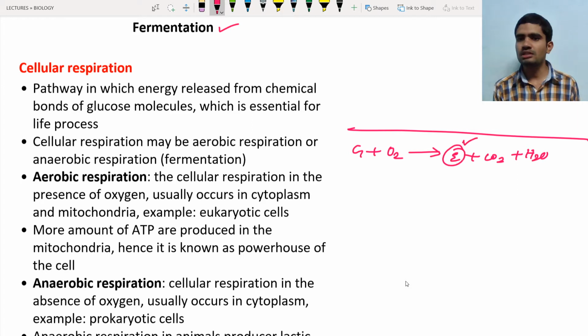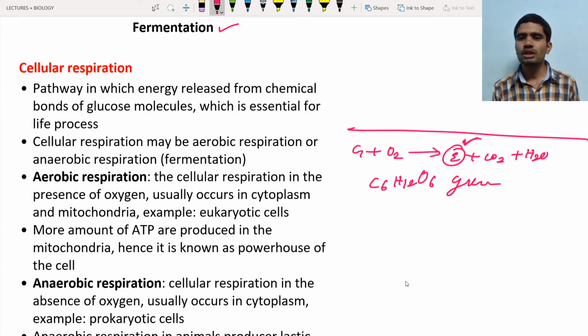Okay, so this energy is most important. Where is this energy coming from? This energy is coming from the breakdown of the bonds present in the glucose, C6H12O6. These are the atoms that are present in the glucose molecule.